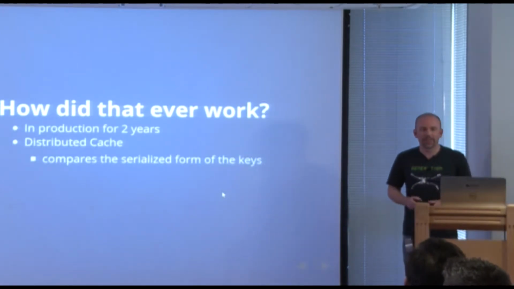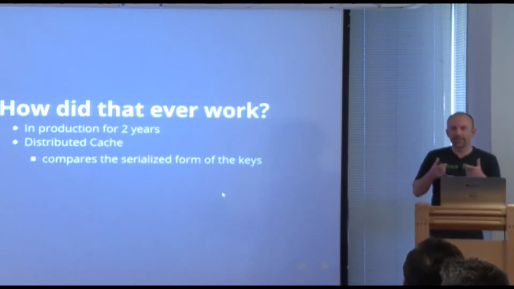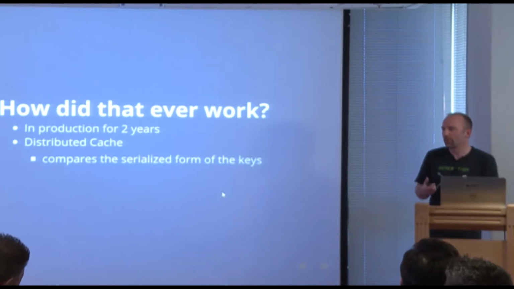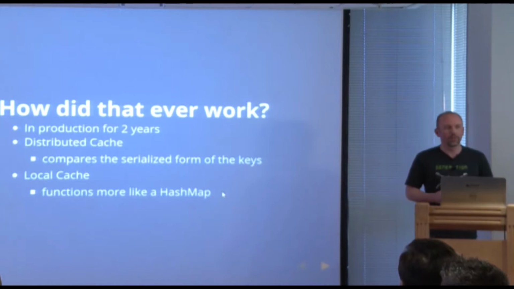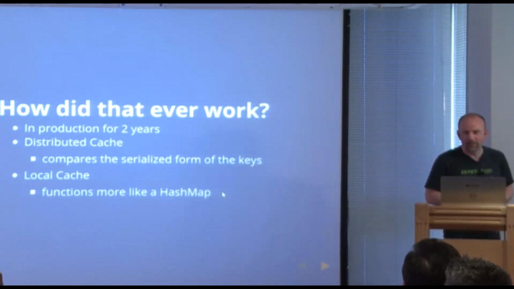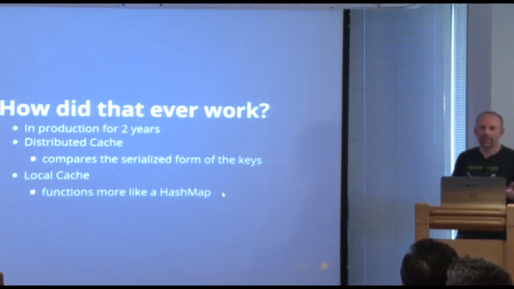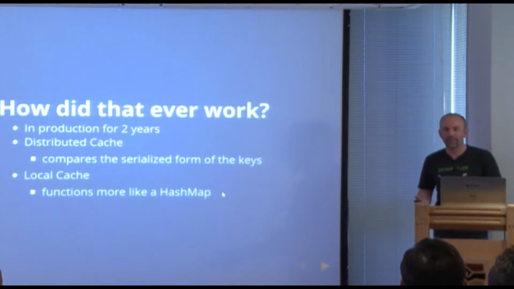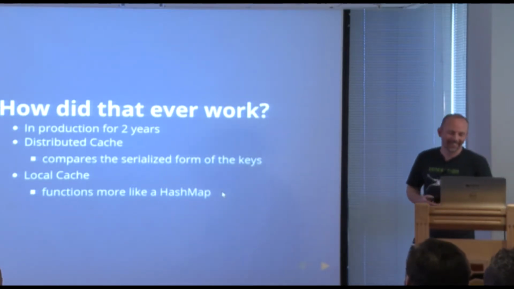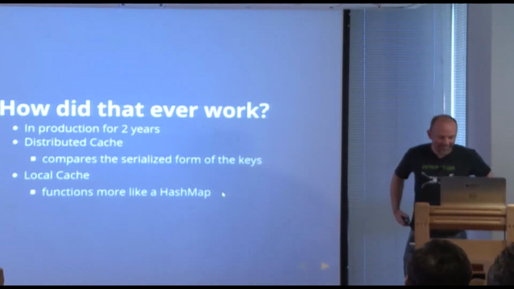So it turns out that the distributed cache compares the serialized form of the keys, which in this case will be the StringBuilder serialized form, which will be the string. So in this case, it looked like it was the same. But if you convert it to a local cache, it functions more like a HashMap, in that it uses the equals and hashCode methods to determine whether there's equality. So the whole time it was thinking these items haven't been added to the cache yet, and just kept on re-adding them. So great fun was had by all.